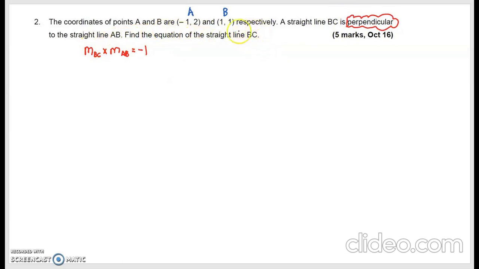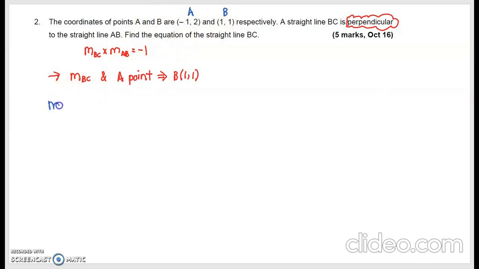In order to find an equation of the straight line, the information that we need is m BC, the gradient of BC, and a point. So in this case, we can use the point B, because the line of BC, we can use the point B, which is 1 and 1. So now we just need to find the gradient of BC and using the point of B. So how are we going to find the gradient of BC? First, we need to find the gradient of AB.